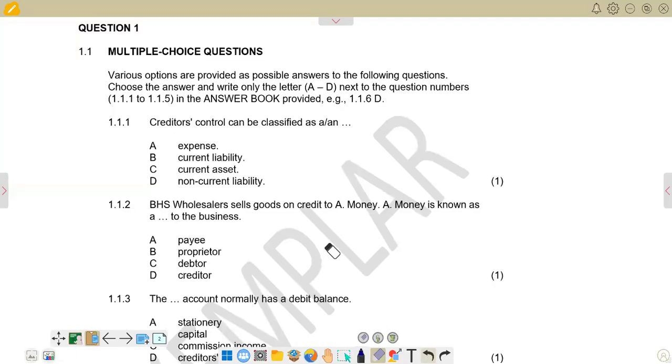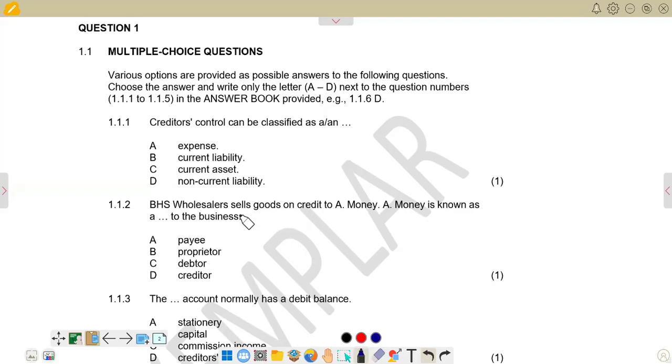If we go to our next question, we are now on question 1.1.2. It reads, BHS wholesalers sells goods on credit to a customer. A customer is known as a dash to the business. So the keywords there: we are being told that BHS wholesalers sells goods on credit.